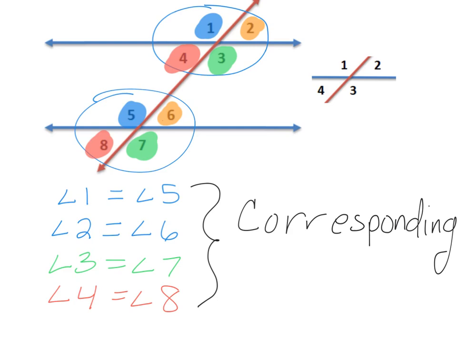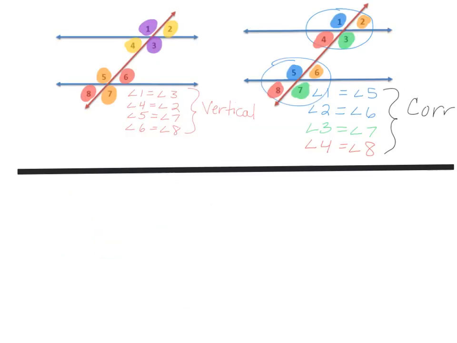Now we're going to use that information with what we just reviewed to come up with some other angles that are congruent. What I did on this screen was take 2 of our previous screens, shrink them, and put them together.